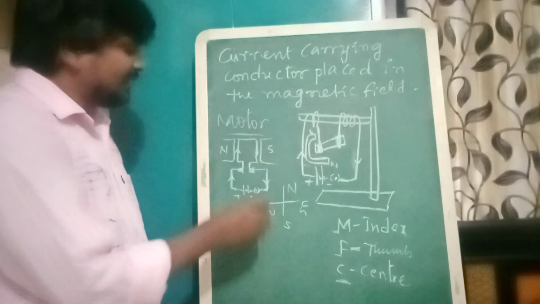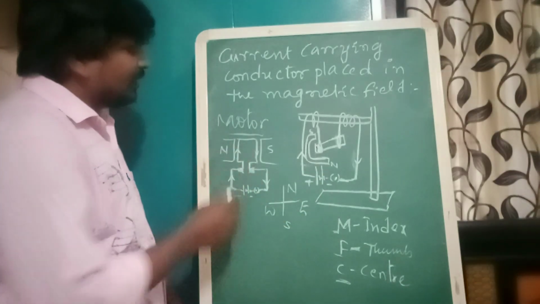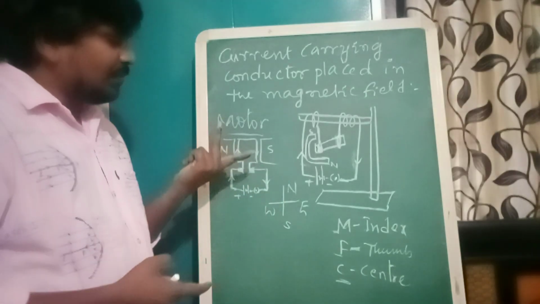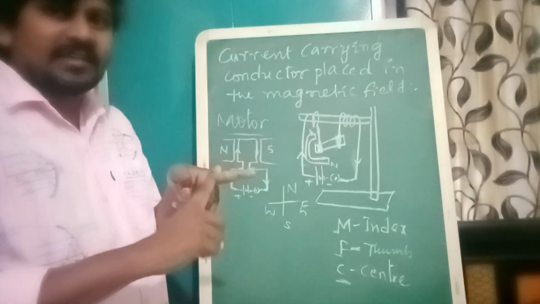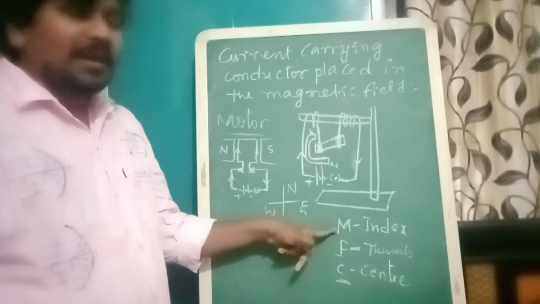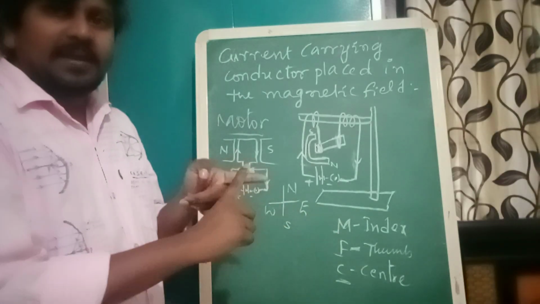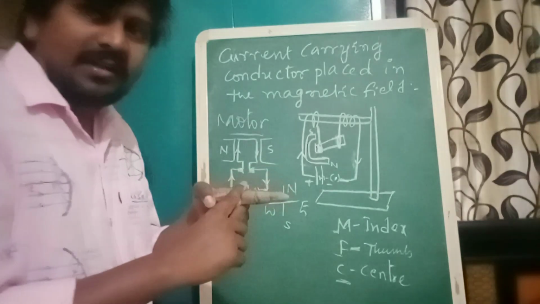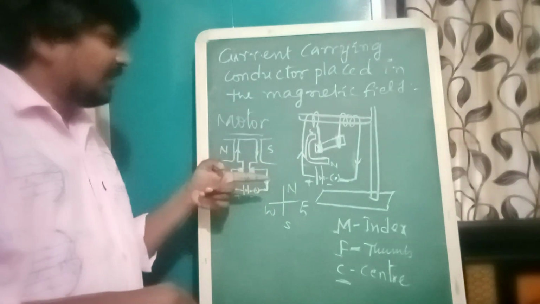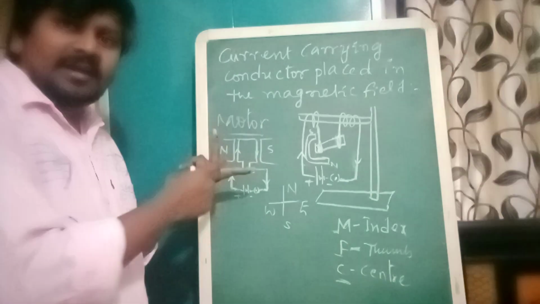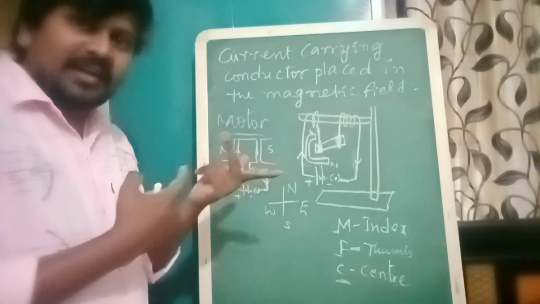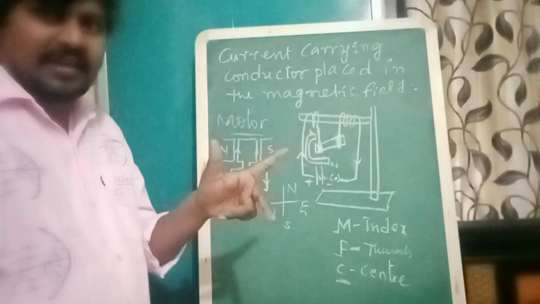So now we can consider the North Pole. You place Fleming's left-hand rule: the middle finger in the upward direction, as the current is passing upward. The index finger represents the magnetic field, so you place it along the magnetic field direction. Then in which direction is the thumb showing? Inwards. You can clearly observe.